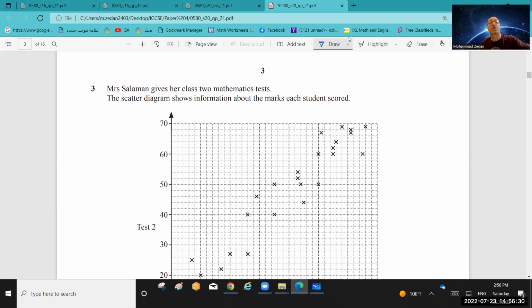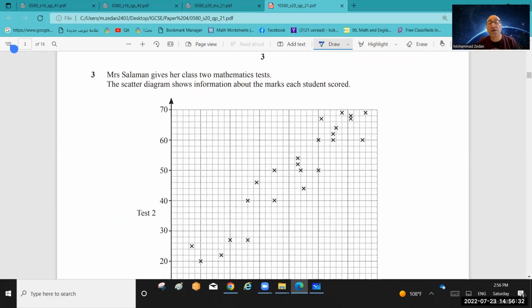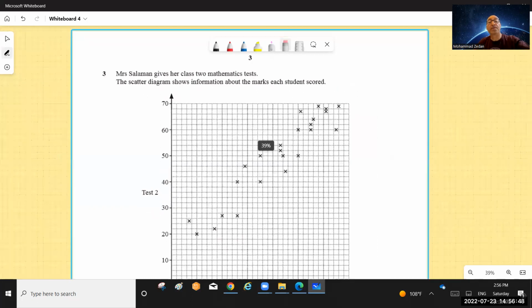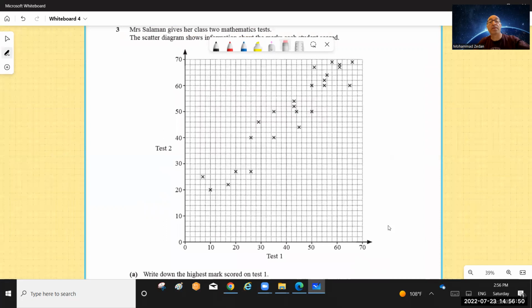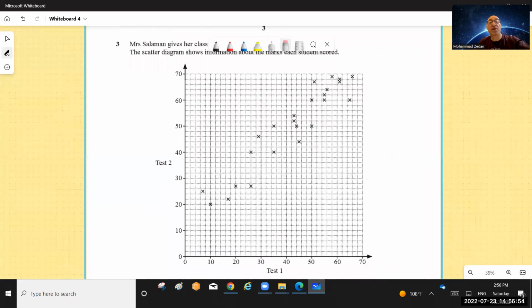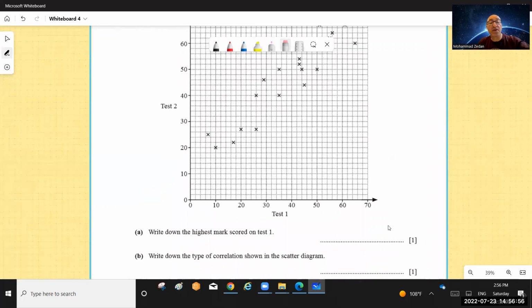Next question. Let me solve this question in this part. Question number 3 now. Mrs. Salomon gives her class 2 mathematics tests. The scatter diagram shows information about the marks each student scored. And as you see here, I have a scatter diagram.